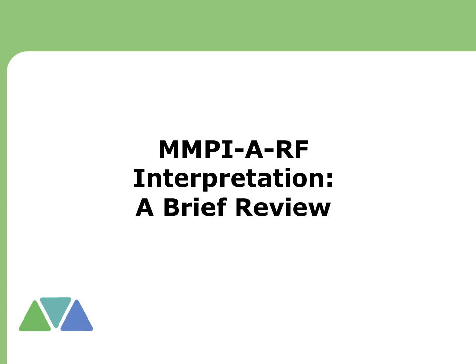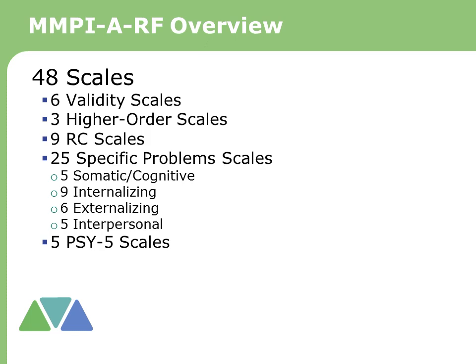I'm going to do a brief discussion of administration and interpretation guidelines. And again, I'm assuming that the audience that's listening to this webinar is familiar with the basics in this area. The MMPI-A-RF has 48 total scales: 6 validity scales, and then substantive scales, which are anything that's not a validity scale. These include the 3 higher order scales, the 9 RC scales, the 25 specific problem scales that are organized into 4 groups, and the 5 PSY-5 scales.